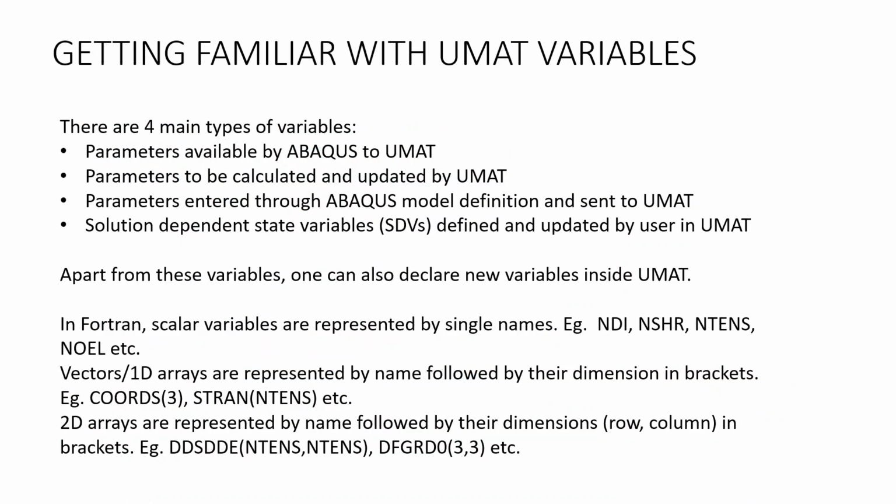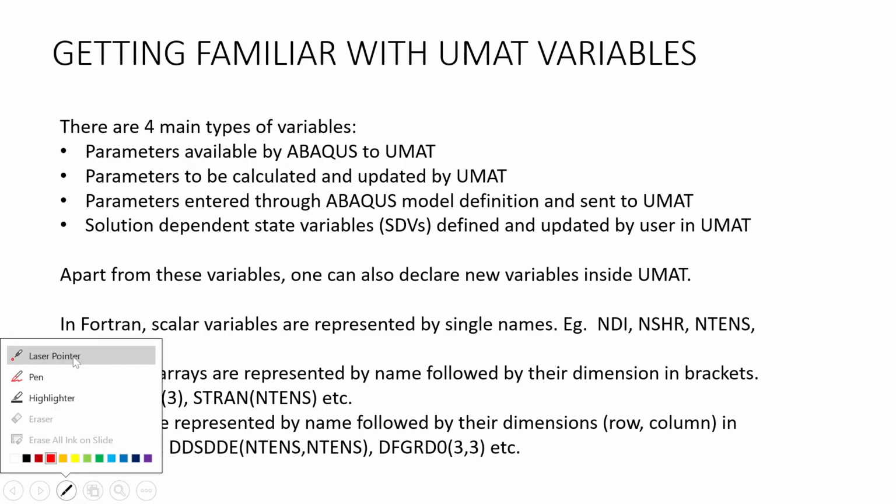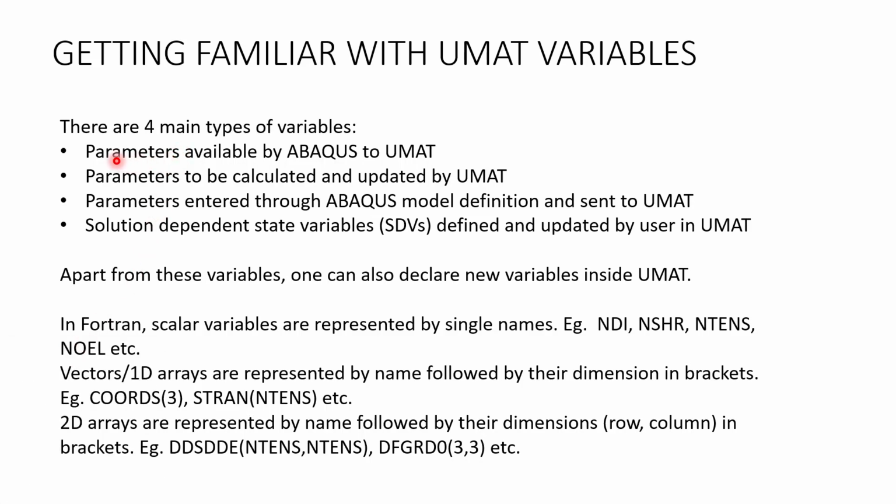So as I told, there are many variables. We'll try to get familiar with certain variables now. You can essentially divide the variables into 4 main types. So I'll just switch on the laser pointer. The first one is parameters which are available by ABAQUS to UMAT. So ABAQUS defines certain parameters and gives it as an input. So that is the first type.